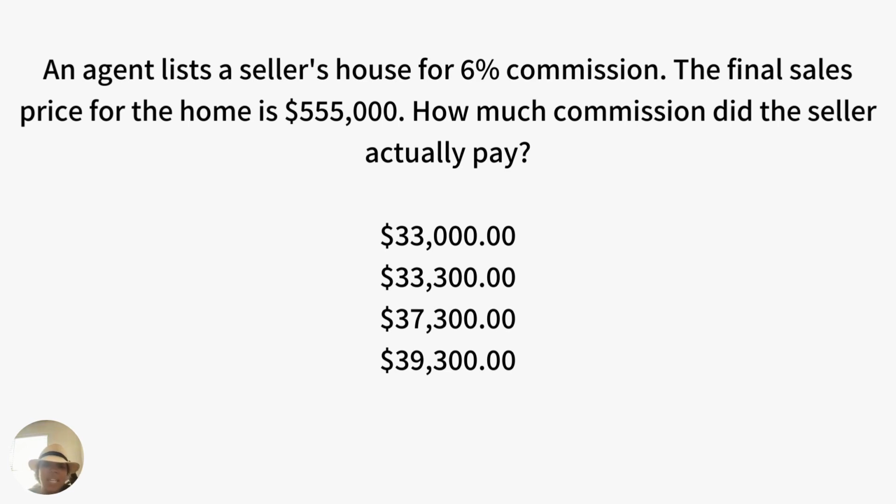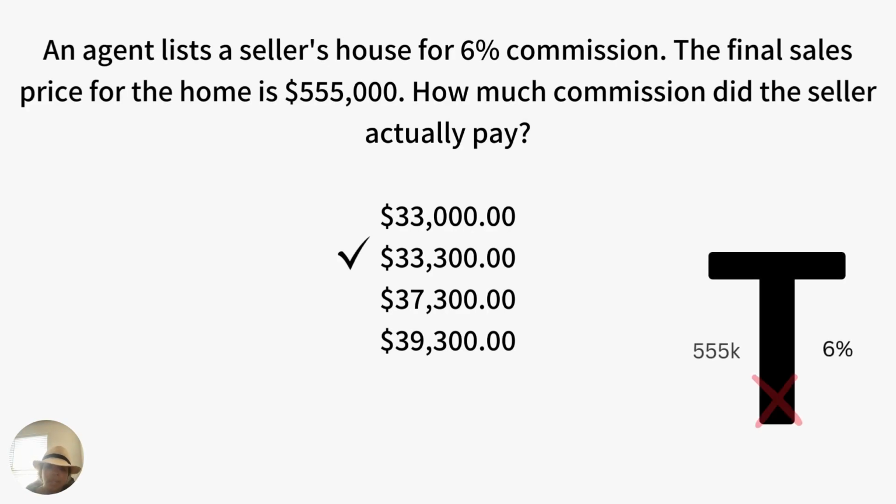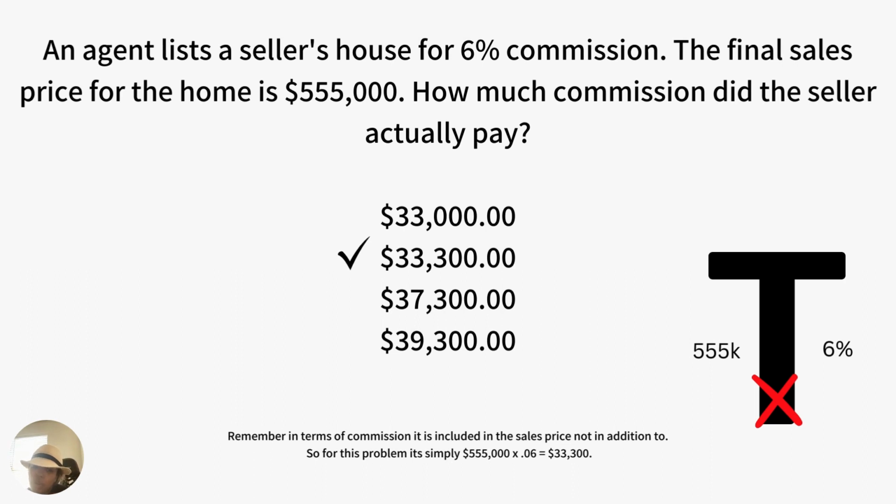So an agent lists a seller's home for 6% commission. The final sales price for the home is $555,000. How much commission did the seller actually pay? How much they actually pay. Again, we're not going to spend a lot of time on this because you know what you need to do. If you don't, T-chart people, you take the total number, which will be on the left, and you put the percent on the right. All right.